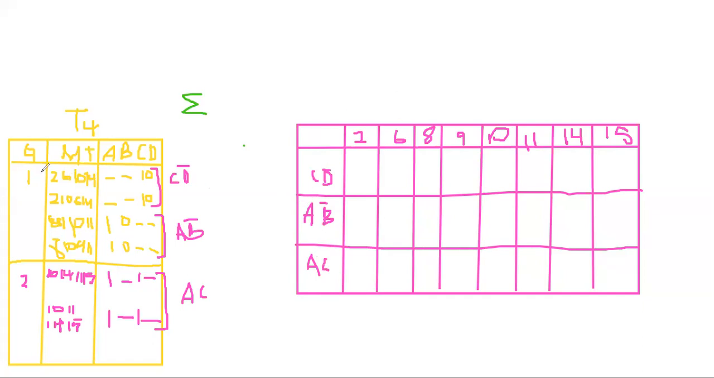So in C D bar we have 2, 6, 10, 14. So I will mark 2, 6, 10, and 14. And for A B bar it is 8, 9, 10, 11. For A C it is 10, 11, 14, 15.